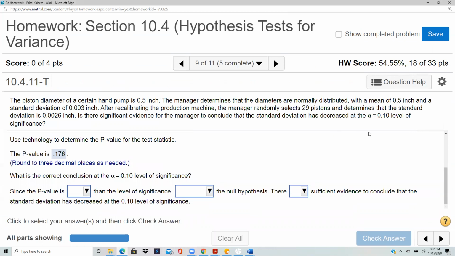And the p-value is bigger than 0.1. 0.176 is bigger than 0.1 level of significance. So then you do not reject the null, and when you do not reject the null, there is not evidence.